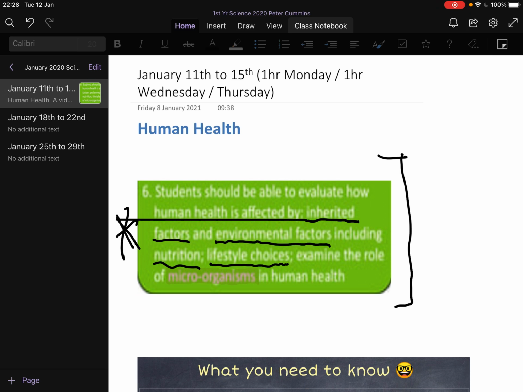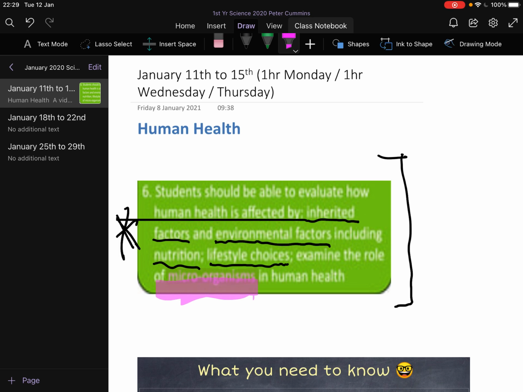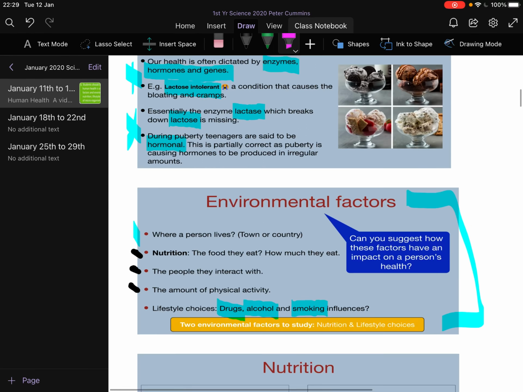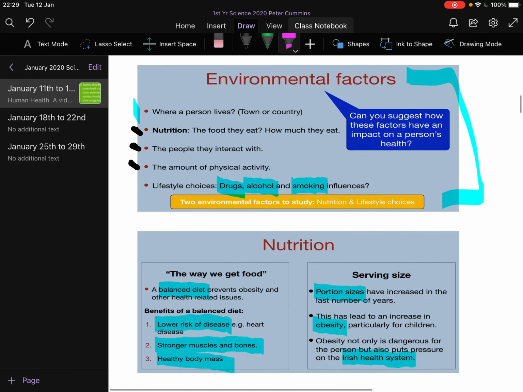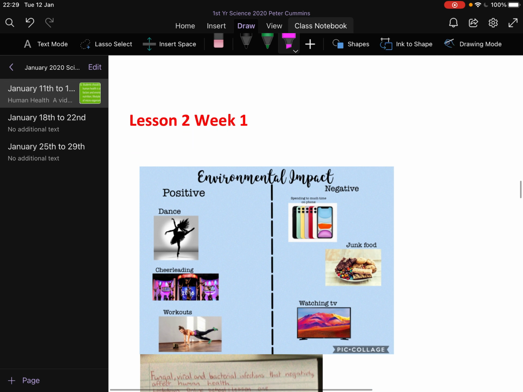We're going to focus a good bit today on microorganisms, and how these microorganisms affect our health. This is yesterday's lesson, but I'm going to flip down to the bottom of yesterday's one. You might have watched that YouTube video, and there's your homework, and so on. And then we're on to lesson 2.